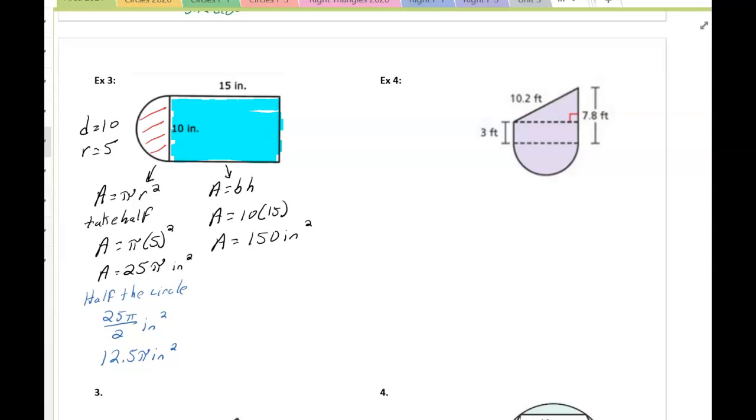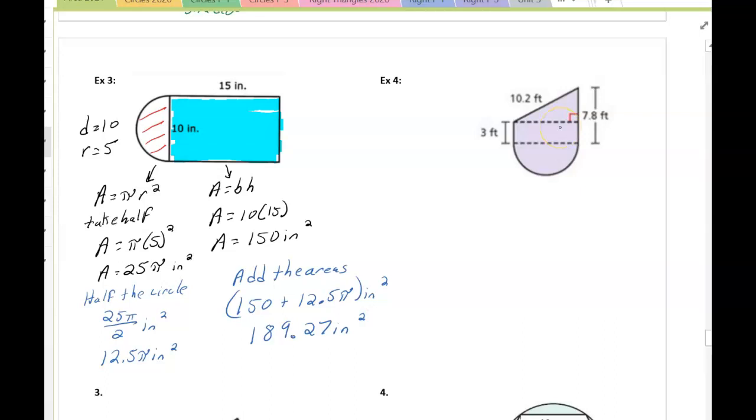Since we want the area of that whole shape, we're going to add the two areas. So the third step of this problem is to add the areas. So we're going to have 150 plus 12.5 pi inches squared. And using your calculator, you can get a decimal approximation for that. I get approximately 189.27 inches squared. Let's take a look at example number 4.